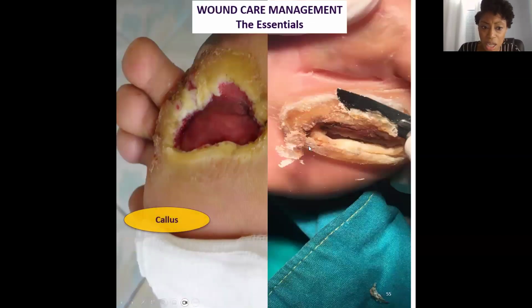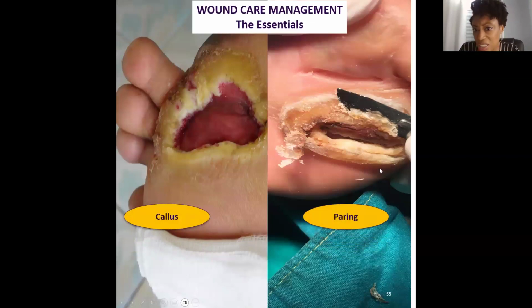For that reason, when we see a patient with a callus, we will do what's called paring, which is shaving it down. And this is done over a series of sessions because this prevents wound healing as well. We need to have open wound margins so that the cells can march across and close the wound.